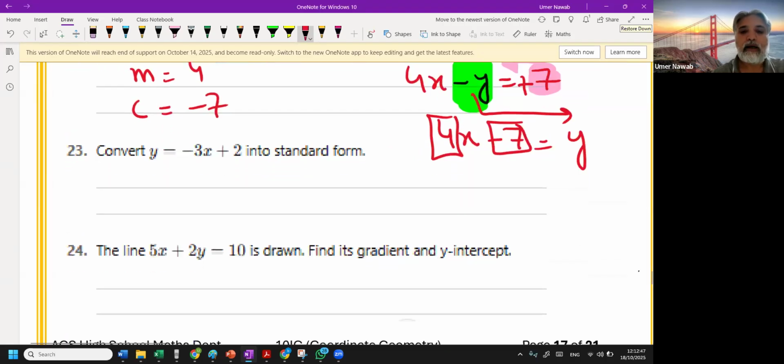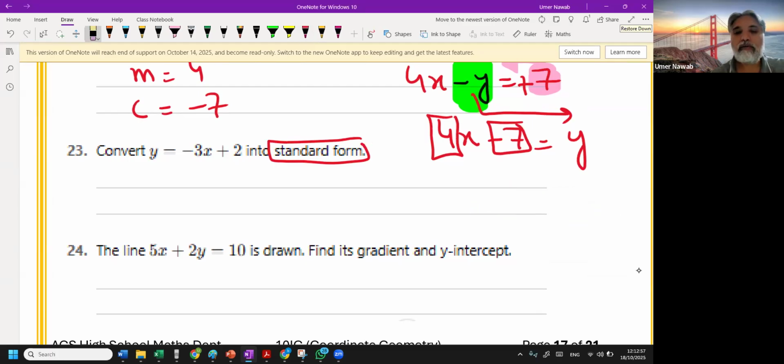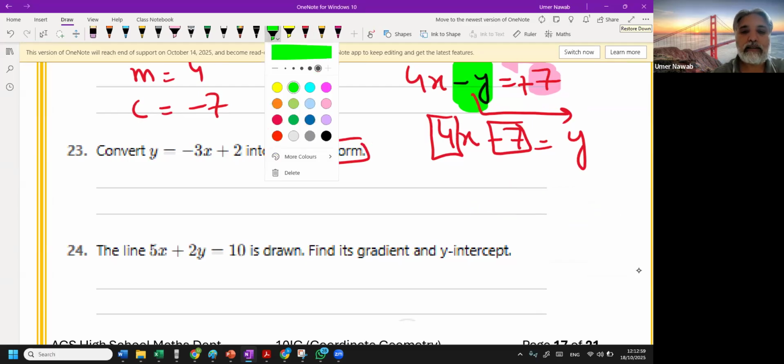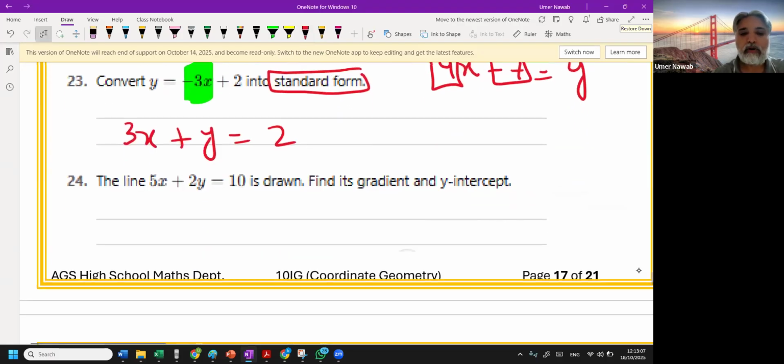I wrote it. Now, I need to convert it into the standard form. Standard form is x term, y term, and the constant. Can I send? Why not? We can rearrange the equations. So send this negative 3x to the left. So guys, it goes to the left, it becomes 3x plus y is equal to 2. So this is the standard form. This is already the standard form, and I want to find the gradient and the y-intercept.